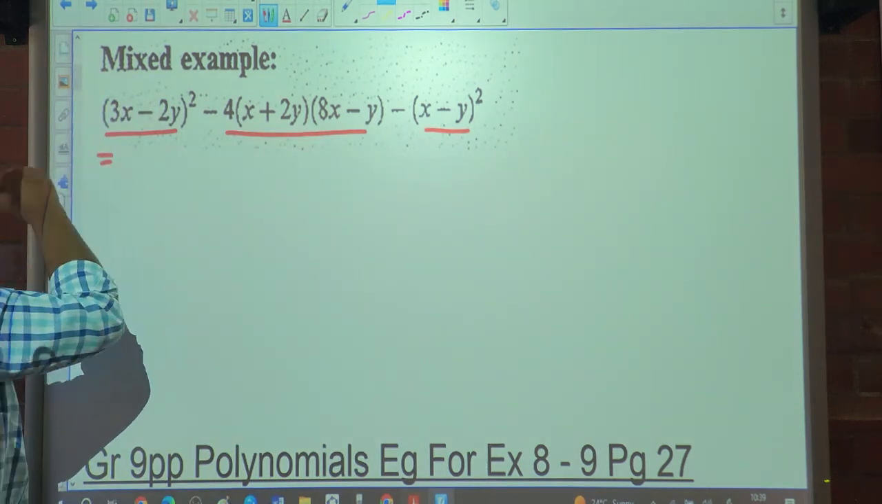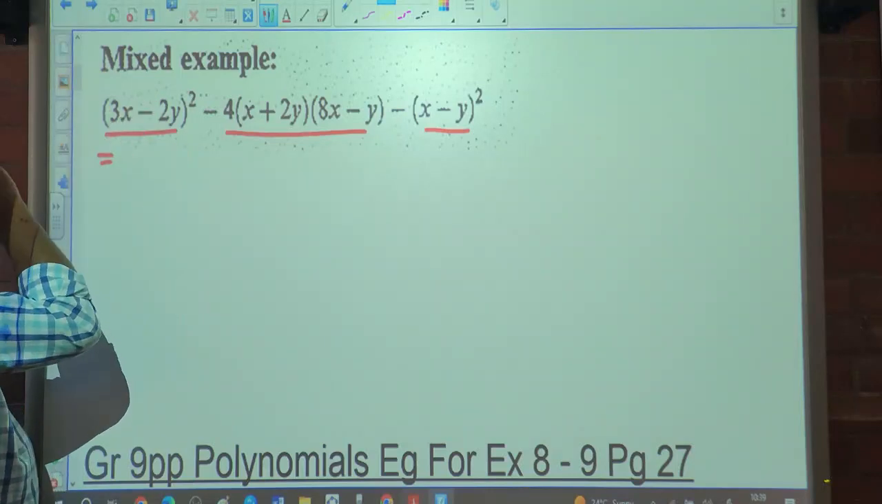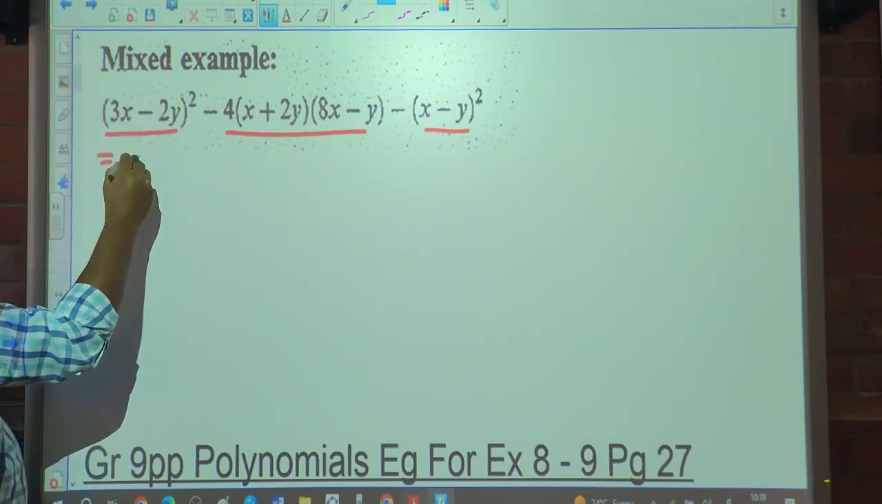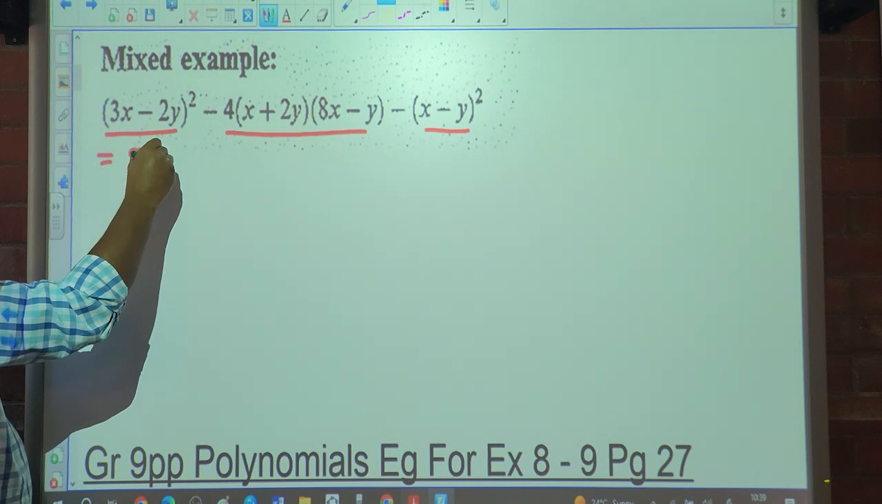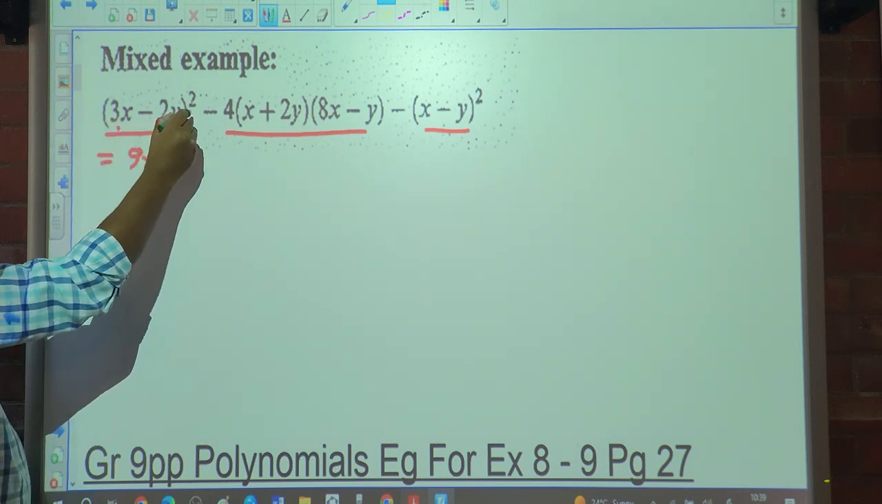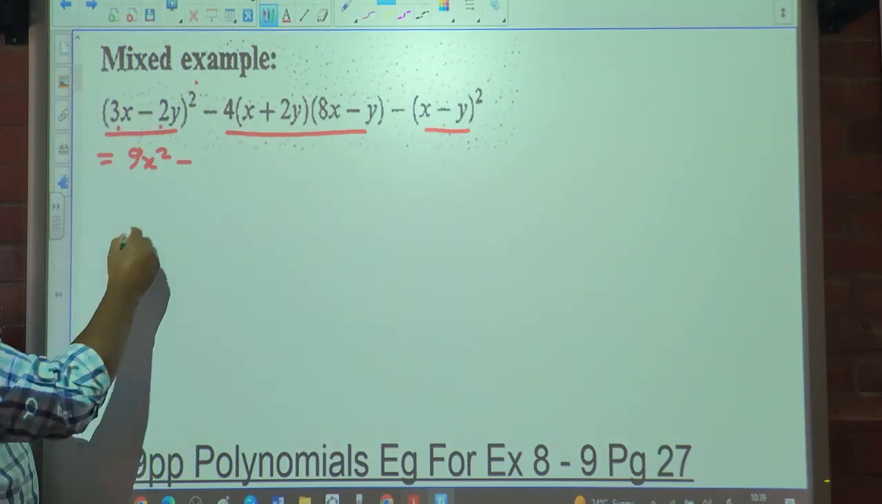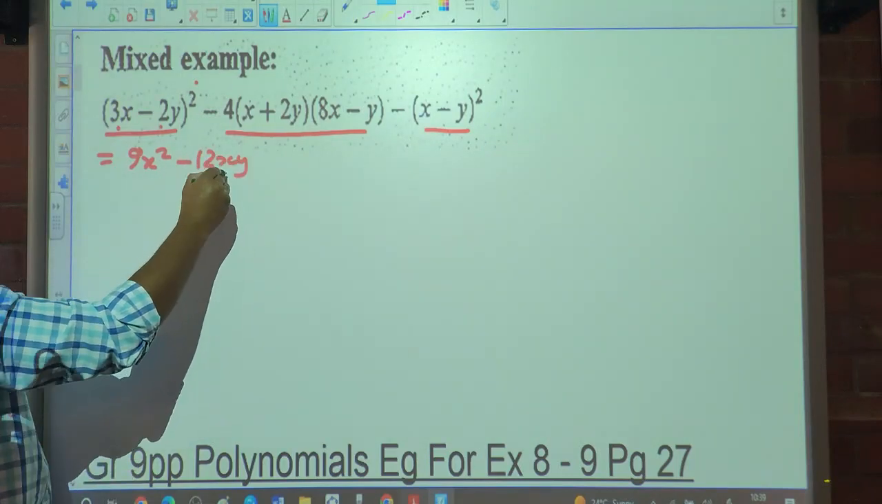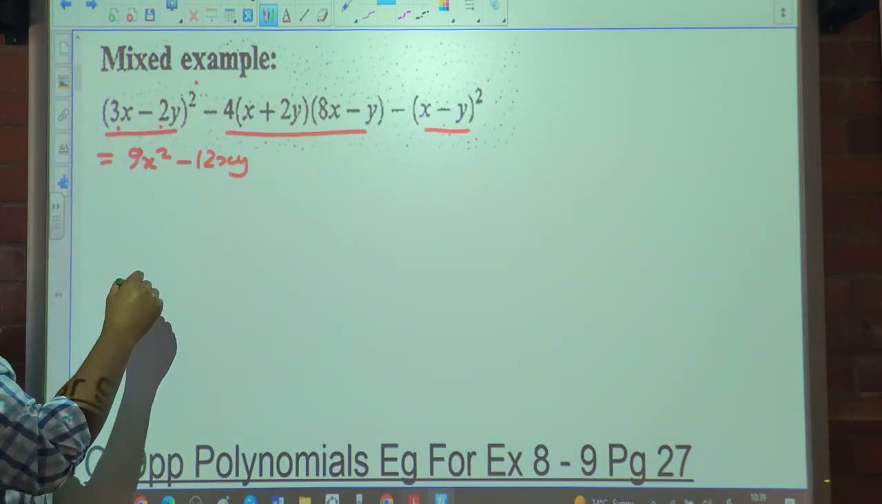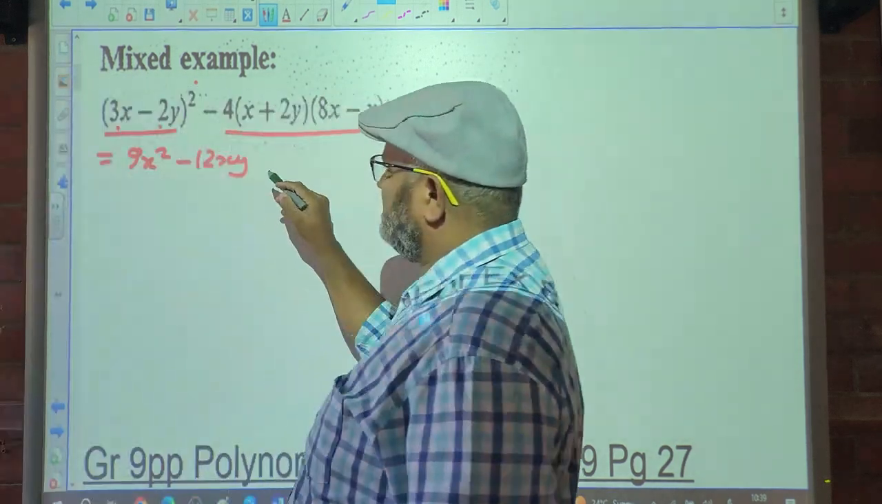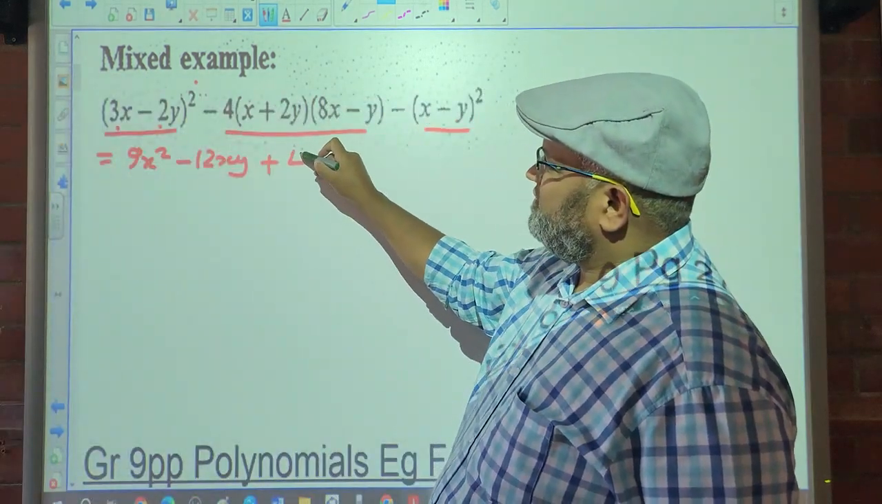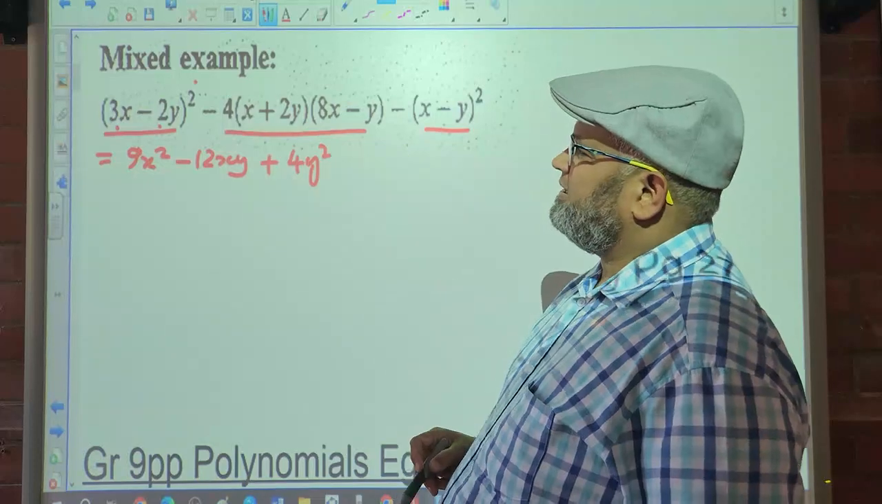So this is a binomial squared, so if you apply the rule, what do we get? 3x squared gives us 9x squared. 3x times negative 2y times 2, we get negative 12xy. And negative 2y all squared gives you positive 4y squared.